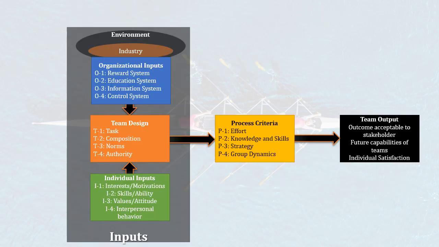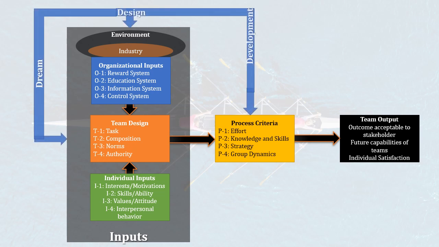So hope everyone is clear with what the inputs are, what the process is, and what an output means. Now in the previous slide we have seen the important functions that a leader needs to perform. The functions are dream, design, and development.